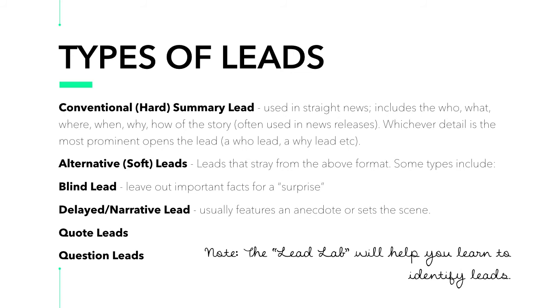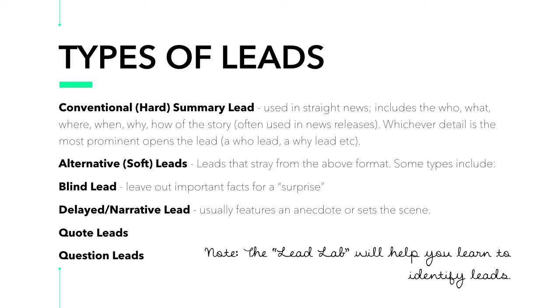So first, let's talk about blind leads. Blind leads leave out an important fact for a surprise. There's a great example of a blind lead where the story talks about a man who was in a car accident. It talks about how the car caught on fire and the car's totaled. And then in the middle of the story, it tells you, surprise, the car was his house. He's homeless and he lives in that car. So not only did his car burn down in the accident, his home burned down as well. That's a blind lead. The blind lead leaves out that important fact to kind of surprise you a little bit later in the release.